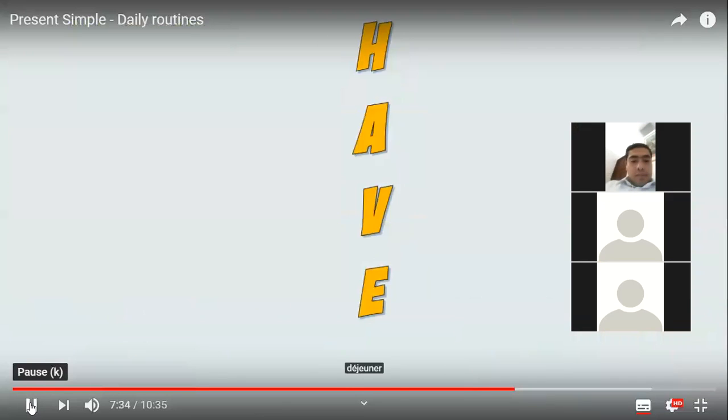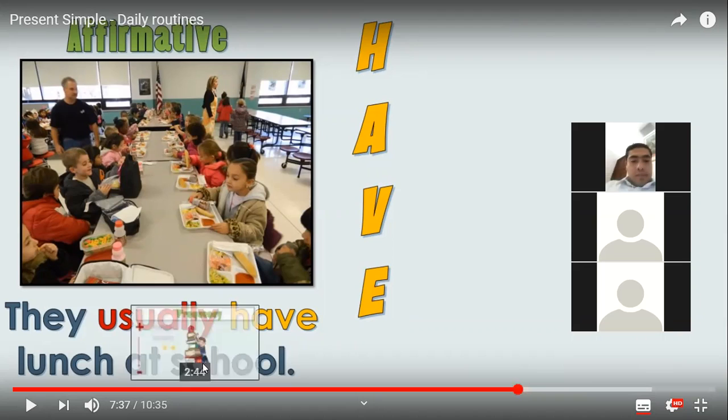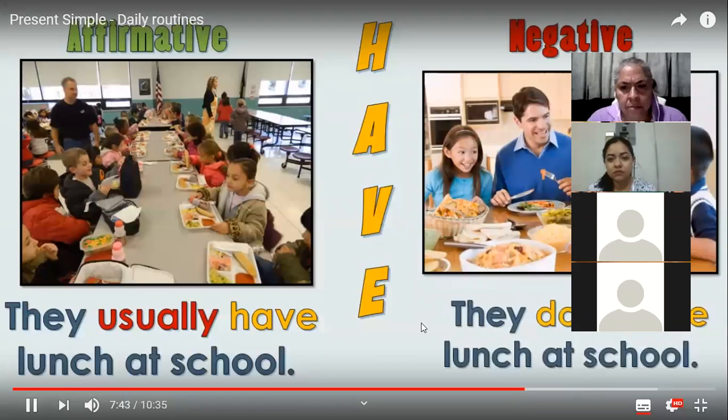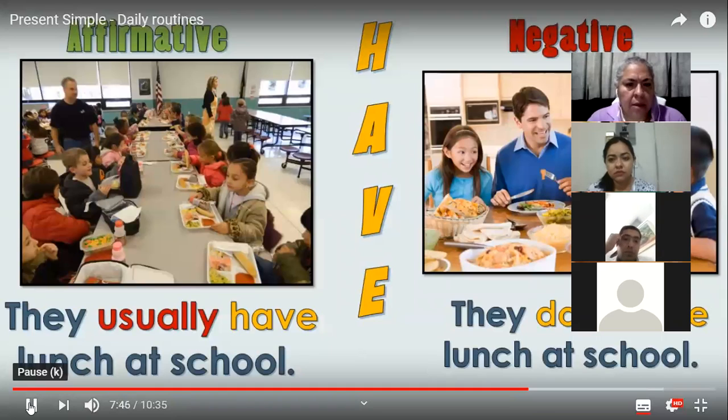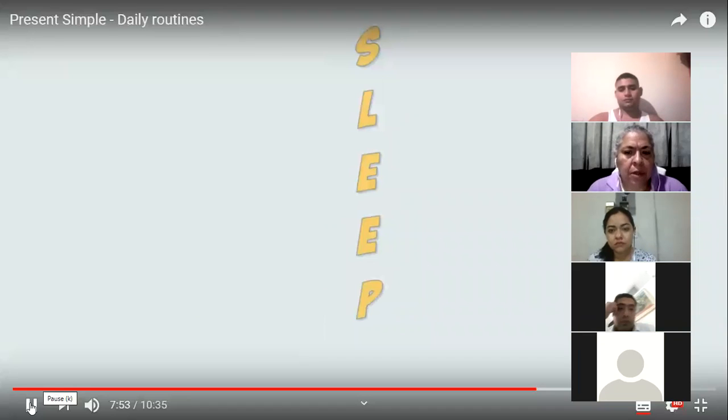Have. Okay, one, two, three. They usually have lunch at school. Si tienen niños jugando o hablando, el micrófono en mute, por favor. No he identificado quién es. All right, only one person, please. Everybody else participate. So what is the negative form of this? They don't usually have lunch at school. Yes, very good. They don't have lunch at school. Perfect.